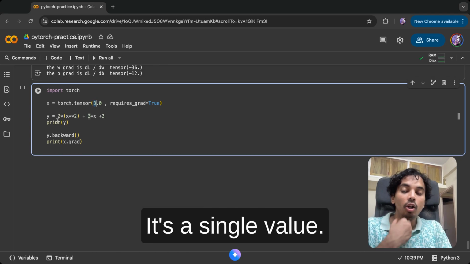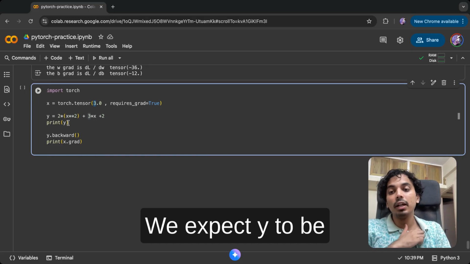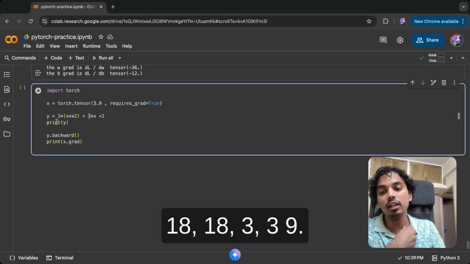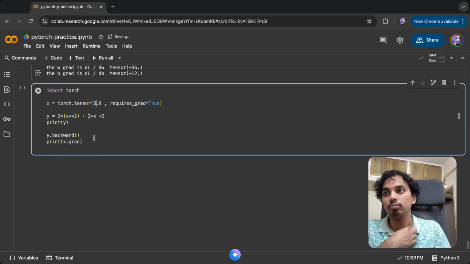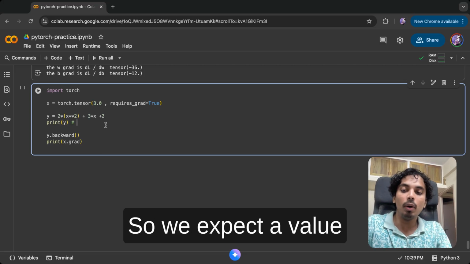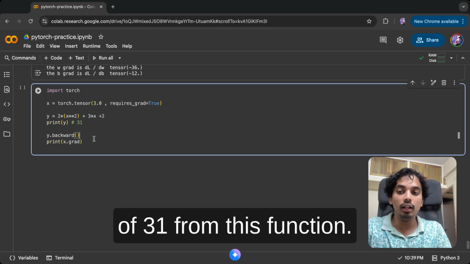It's a single value. So what do we expect y to be? We expect y to be 2 times 3 square. 3 square is 9. 9 twos are 18. 18 plus 3 threes, 9, that is 27. 27 plus 2, 31. So we expect a value of 31 from this function, right?